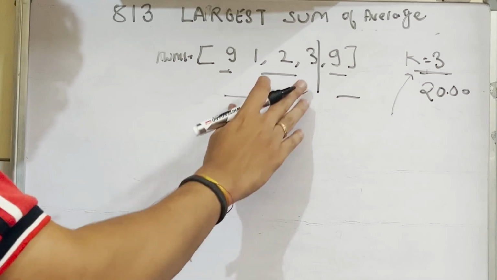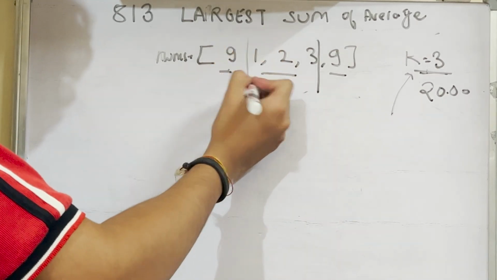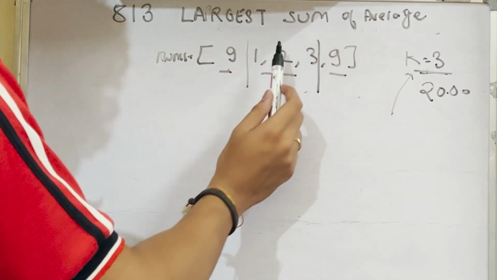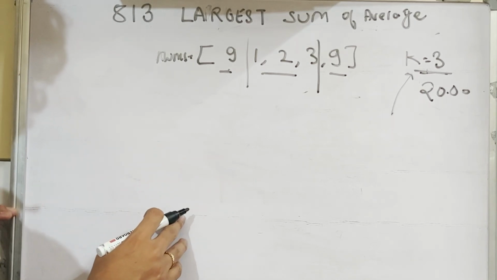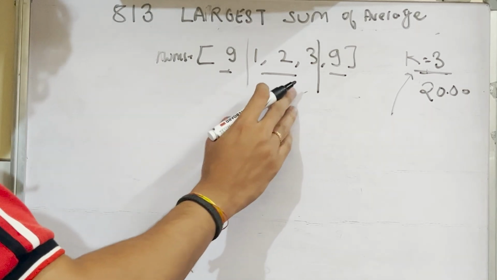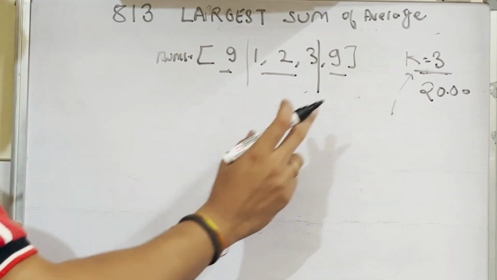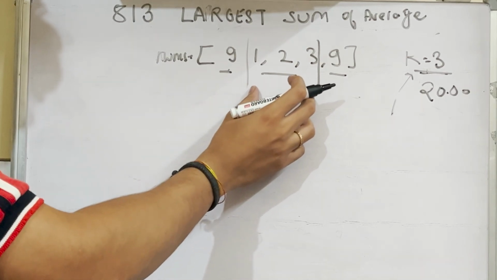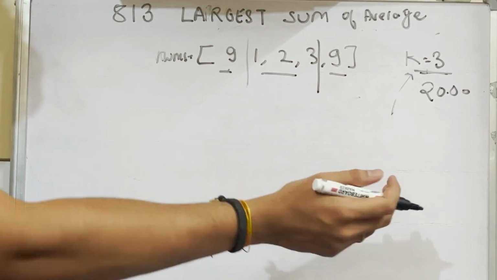Okay, and what it is asking is that we have to find the maximum, or the largest, sum of the averages of those sub-arrays. If you couldn't understand, let me explain. We have this array nums. We'll divide it into parts at most k times, and we'll sum all the averages of those parts, which should result in a maximum value.